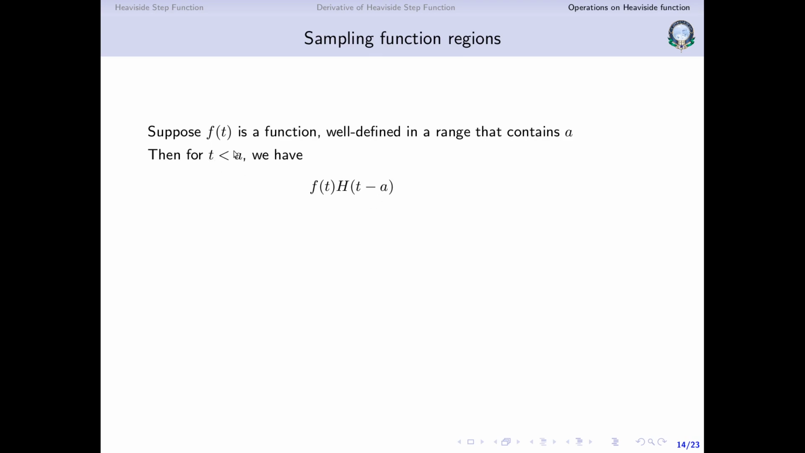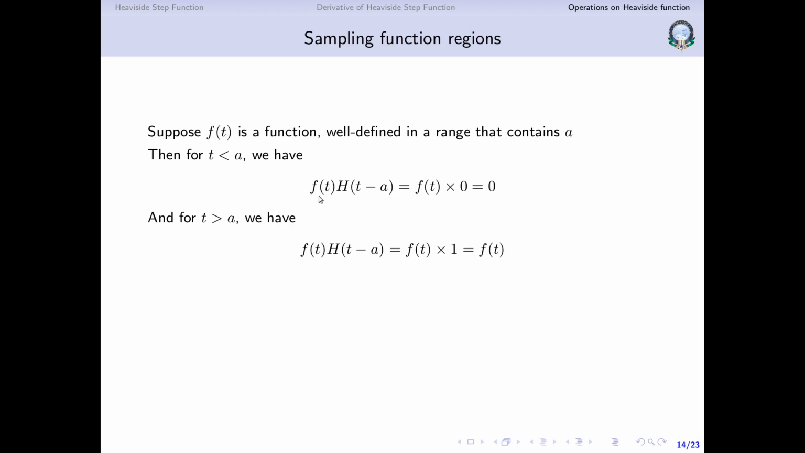For t less than a, this will take the value 0, and as a result the product of these two will always take the value 0. But for t greater than a, again what will happen? T minus a, Heaviside step function, the argument is positive. Argument is positive means t minus a is greater than 0, that is t is greater than a. It will take the value 1. So f of t into 1 will give me the function itself.